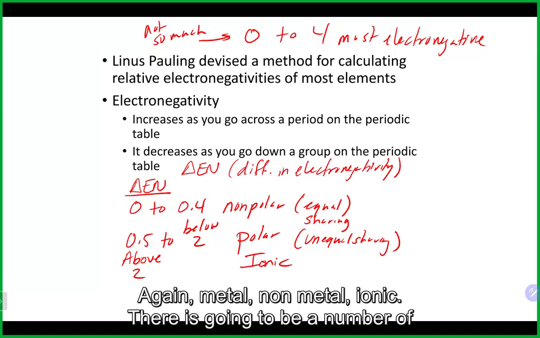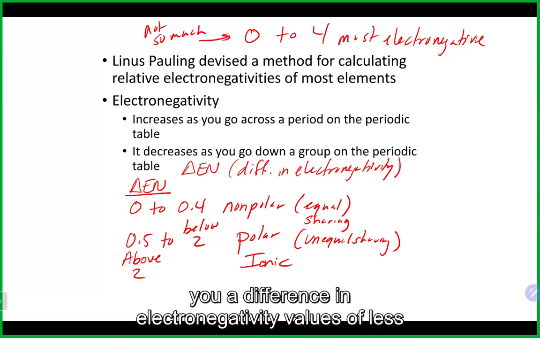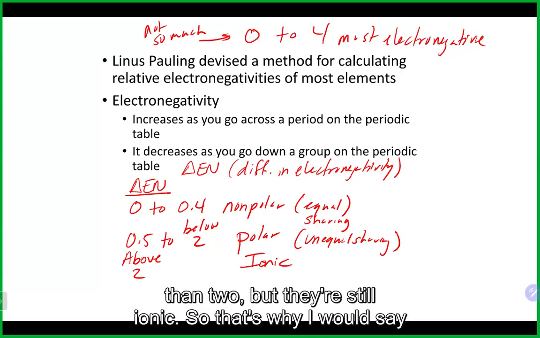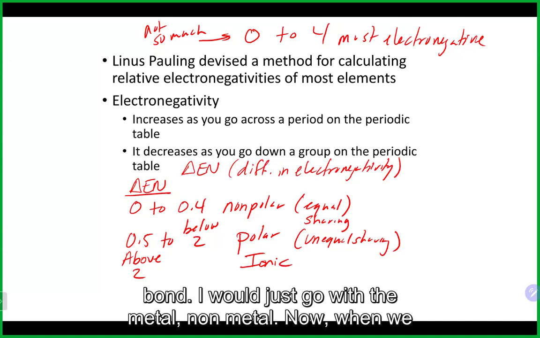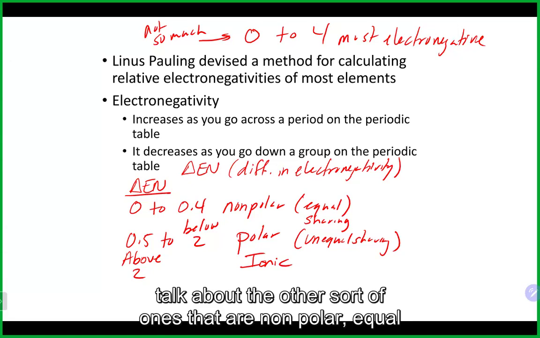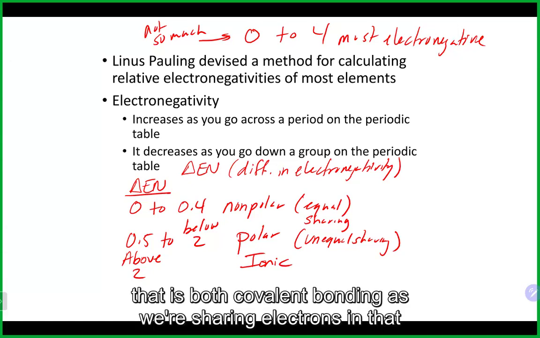Again, metal, non-metal, ionic. There is going to be a number of combinations of a metal and a non-metal that may actually give you a difference in electronegativity values of less than 2, but they're still ionic. So that's why I wouldn't even worry about those values for an ionic bond. I would just go with metal, non-metal. Now, the other ones, non-polar equal sharing of electrons or polar unequal sharing of electrons, are both covalent bonding, as we're sharing electrons in that case.